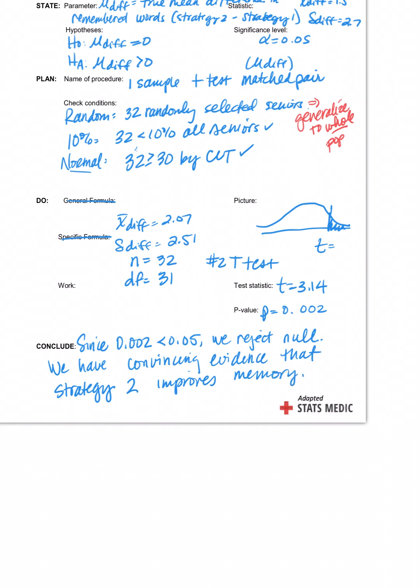Doesn't that mean the same thing? As long as it's in context, it's fine. As long as you don't accept the null in your language, you're okay. Don't say we have evidence that strategy 1 is bad. No, we don't. We just have evidence strategy 2 is helpful. Okie dokie.